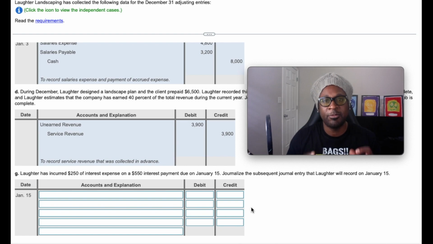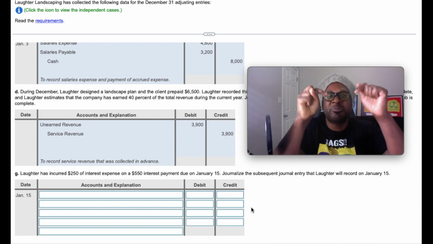Letter G told us that we had to accrue some interest expense for the previous year that hasn't been paid. Now we're in the subsequent year, which means that we're going to pay on that interest. So just like salaries, we are going to finish this situation of actually making the payment, which means that our initial accrued liability, our interest payable, needs to come off the books, while at the same time recognizing the interest expense that has happened in this current period.